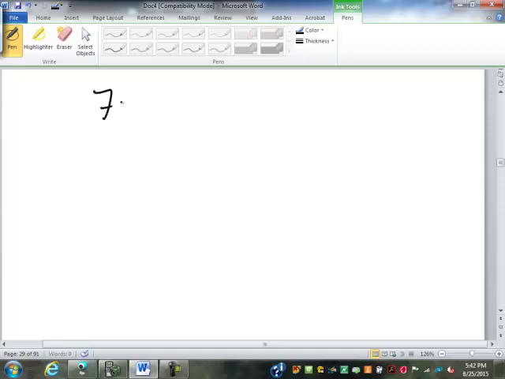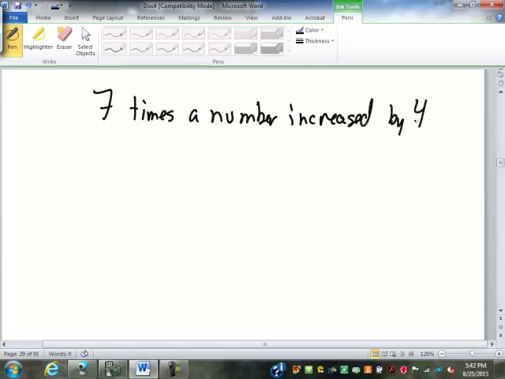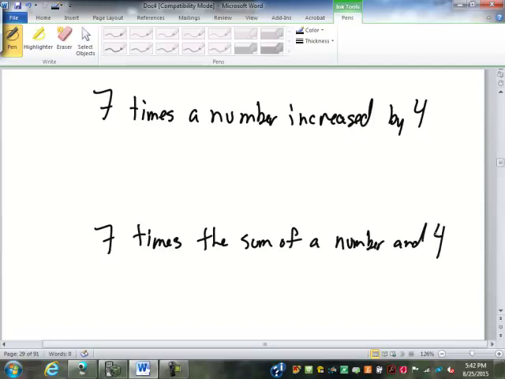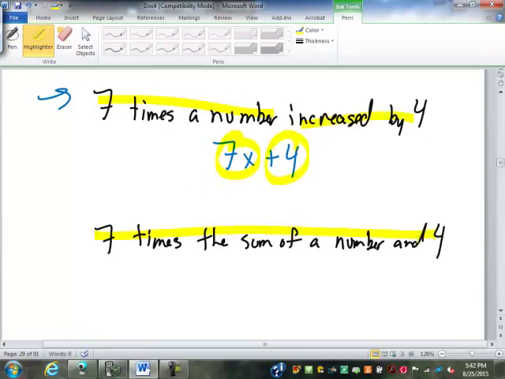For example, seven times the number increased by 4, or 7 times the sum of a number and 4. Let's look at the first one here. How are we going to write that out with symbols? 7x plus 4. Good. 7 times the number, 7x, increased by 4, plus 4. How about this second one?